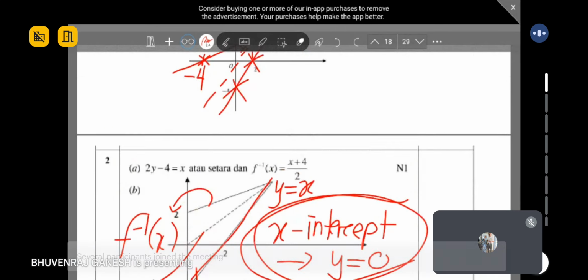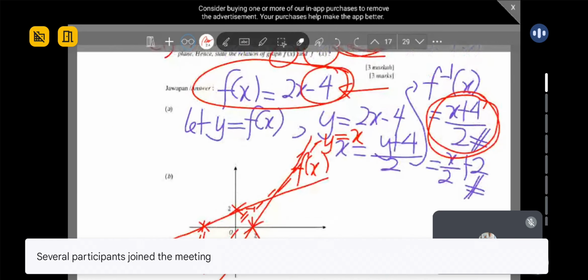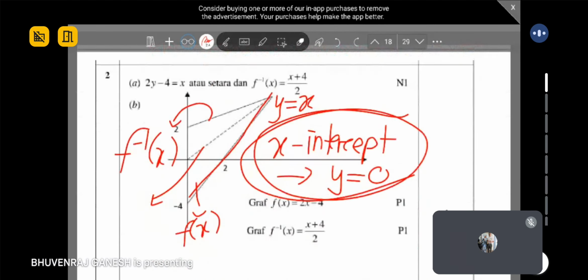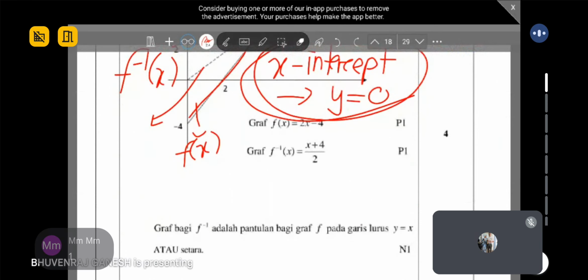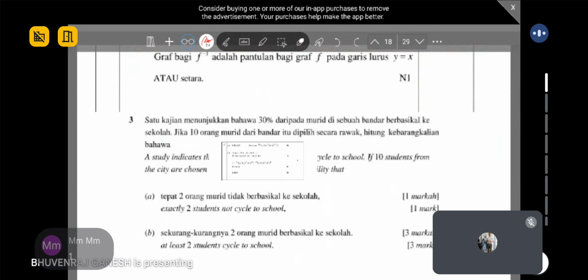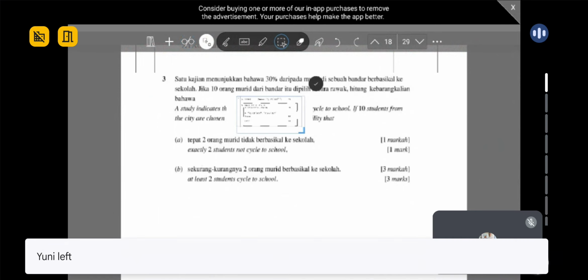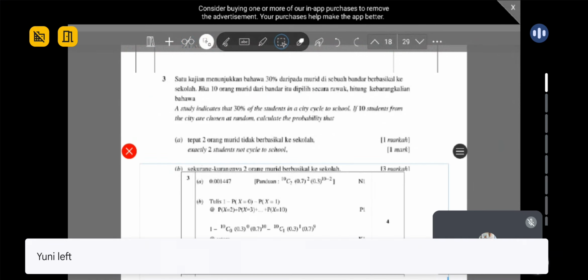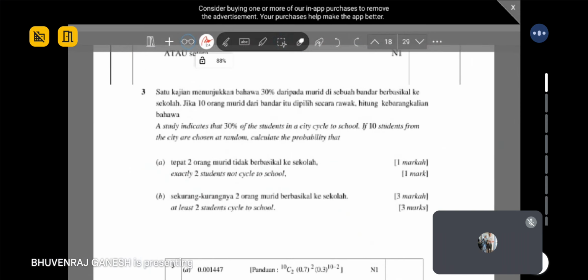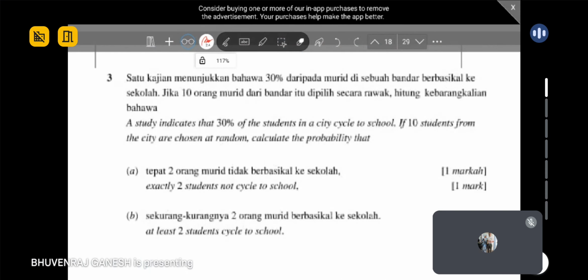Soalan kedua. Are you all clear on this? Okay? Question 2, no problem. If you guys got problem anytime, you guys just comment lah. Kalau kamu ada masalah tiba-tiba tak faham, kamu bagi tahu saja dalam ruangan komen. Okay? Jangan malu tanya. Okay? Don't be afraid to ask. Okay? So we come to question 3.